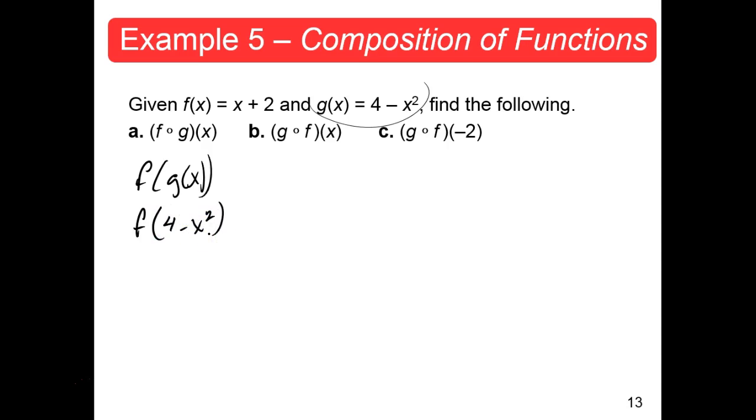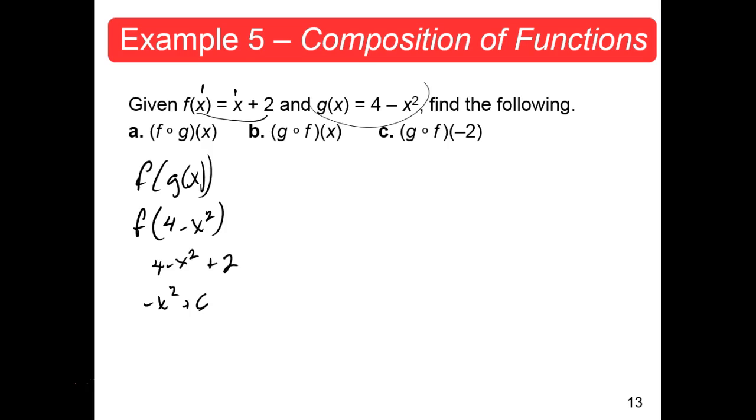Now, what does the F function tell you to do with what's inside the parentheses? Whatever is inside here, add 2 to it. So what's inside there? 4 minus x squared, and add 2 to it. I didn't need the parentheses even in front, did I? So what is that? Negative x squared plus 6. Or 6 minus x squared. I don't care which order you do. Okay. All right.